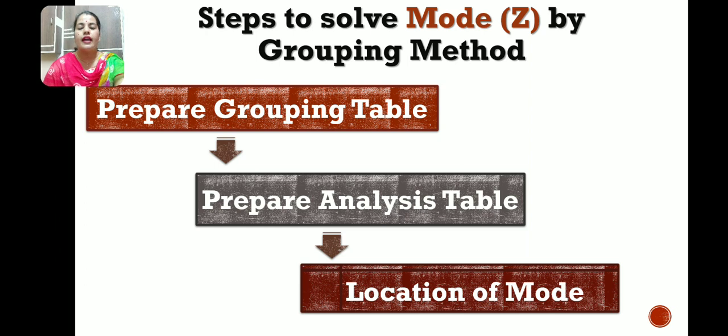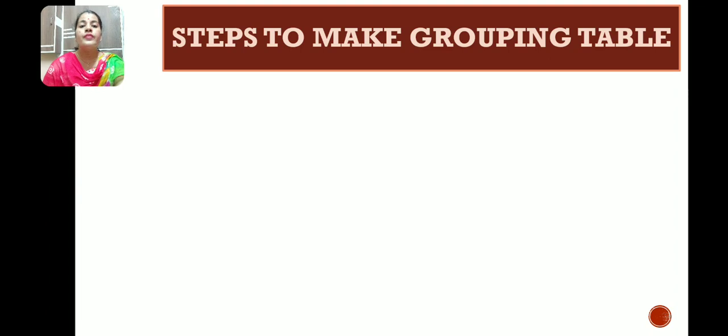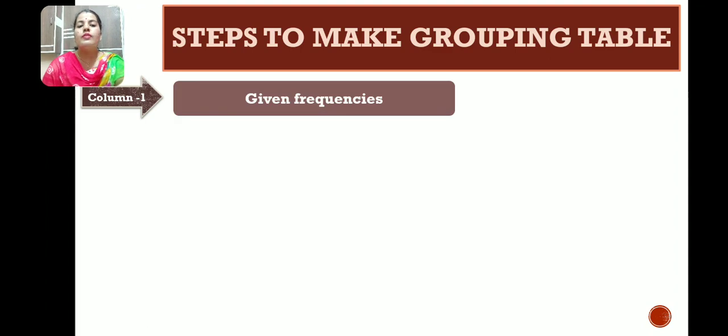Now, how to prepare the grouping table, we will discuss it. In this grouping table, you will have 6 columns for frequency. How many? 6 columns. You can see in these steps to make a grouping table, the first column is where you write the given frequencies, the frequencies which are given in the question.